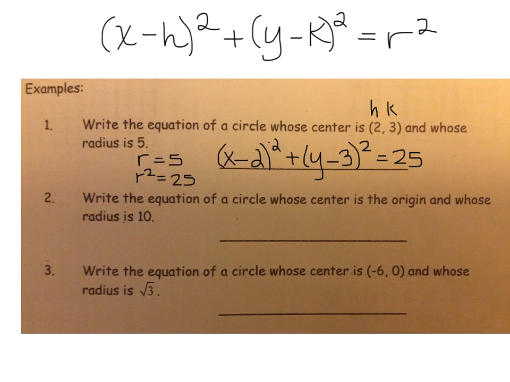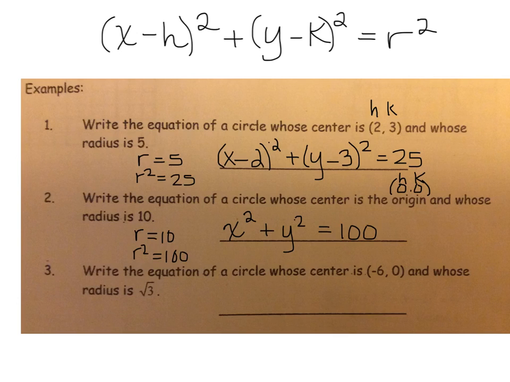So write the equation of a circle whose center is the origin. So I would write 0, 0, and that's my h and my k, and whose radius is 10. So r is equal to 10. R squared would be 100. So we would have, now, if I substitute in, I would have x minus 0, or just x. So I don't need to have parentheses at all. I'm just going to square that. Plus y minus 0 is just y squared equal to, now that r squared is going to be 100.